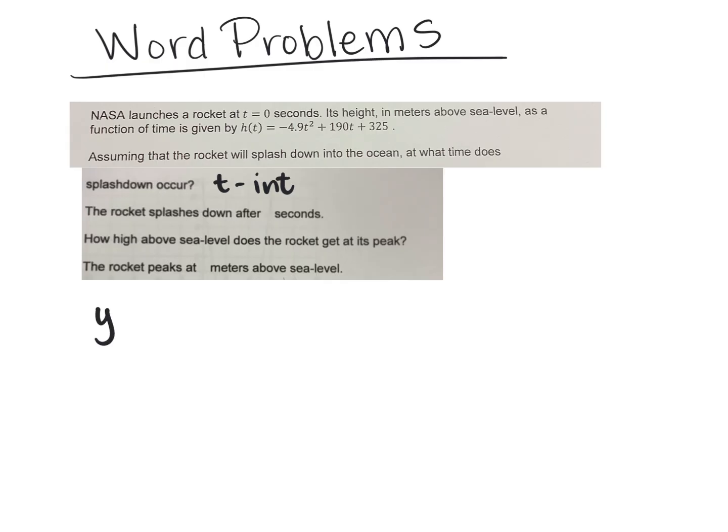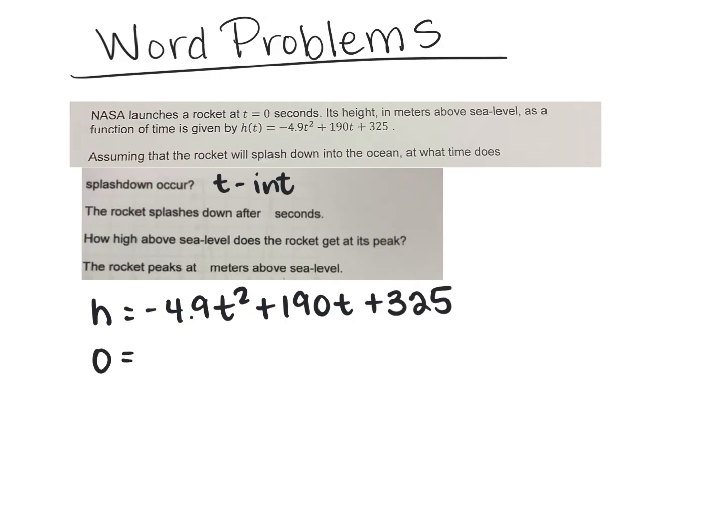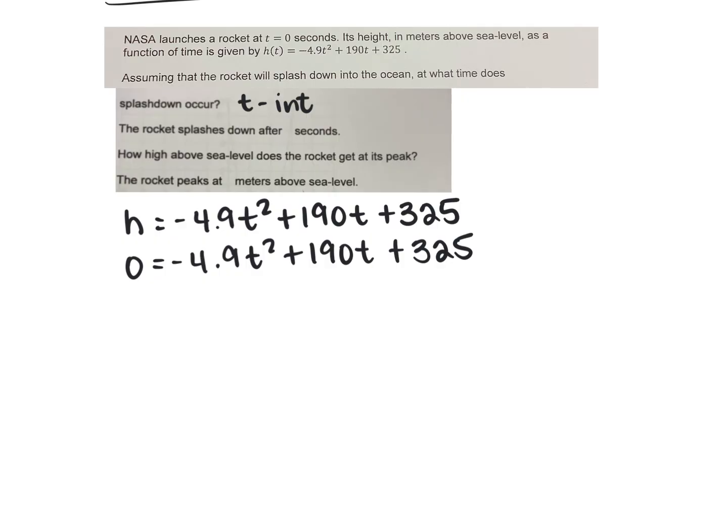So if we have y is equal to negative 4.9 t squared plus 190 t plus 325, and we want to find a t-intercept, changing my y to an h for the height, I let y be equal to 0, and in our case h. So this is equal to negative 4.9 t squared plus 190 t plus 325. I'm not going to try to factor that because it does not factor very nicely. So we are going to use the quadratic formula.